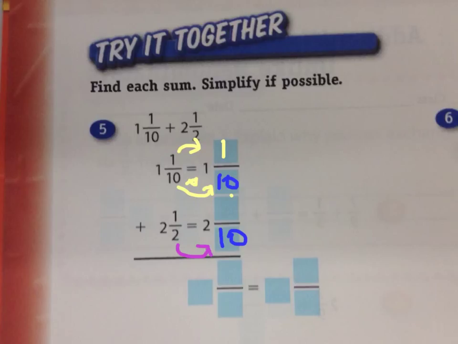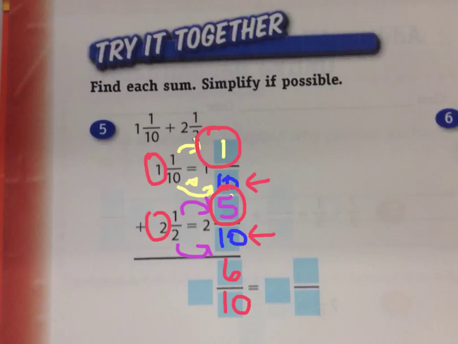Then you got the bottom. You got 2 times 5 gives you 10. So 1 times 5 gives you 5. Once we do that, we can add our numerators. 1 plus 5 gives me 6. Remember, denominator stays the same. And now we just add our whole numbers. 1 plus 2 gives me 3.